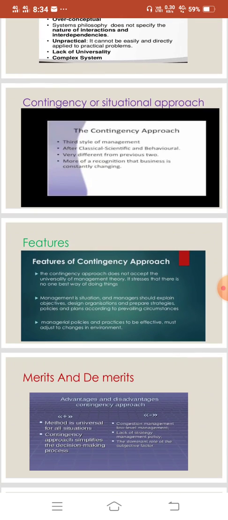Features of the contingency approach. The contingency approach does not accept the universality of management theory. It stresses that there is no one best way of doing things. Management is situational, and managers should define objectives, design organizations, and prepare strategies, policies, and plans according to prevailing circumstances. Managerial policies and practices, to be effective, must adjust to changes in the environment.